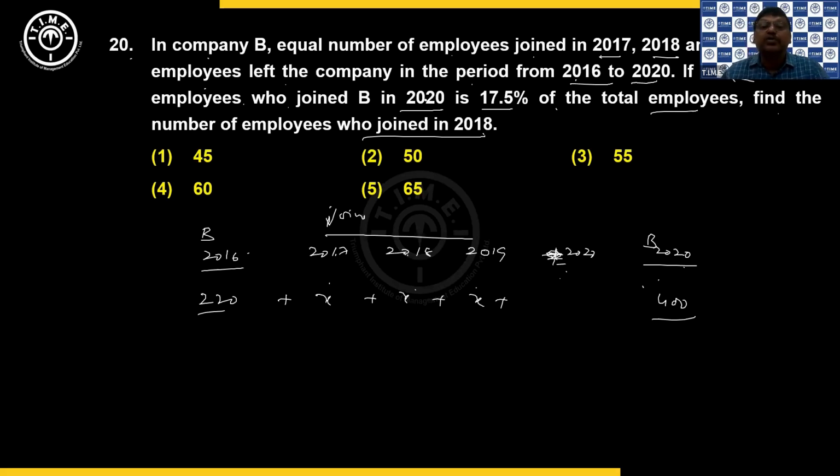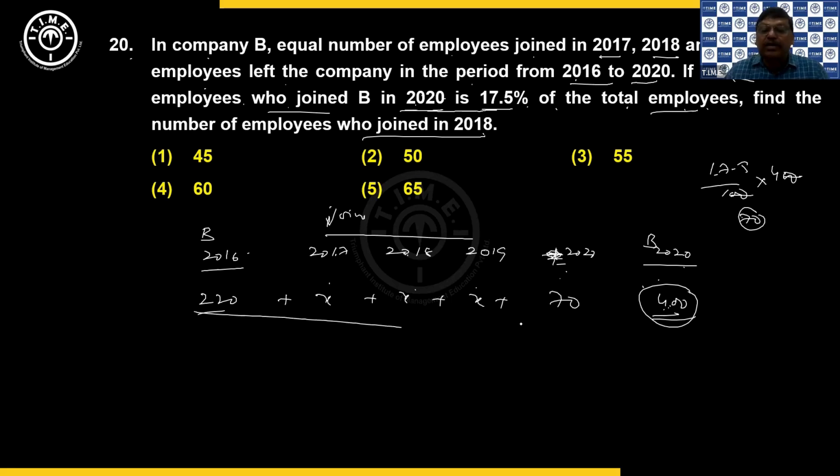The number of employees who joined B in 2020 is 17.5% of the total employees. Total employees means this in 20. So the people who are joining in that year is 17.5% of the total 400. You can see, students, 2 zeros get cancelled. 17.5 into 4 will be 70. So in 2020, 70 people joined. So when I add all these, students, 220 plus X plus X plus X plus 70 should give me 400.